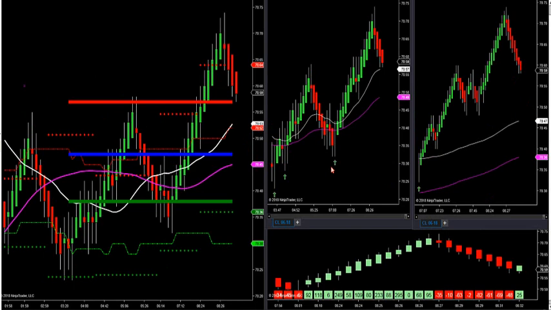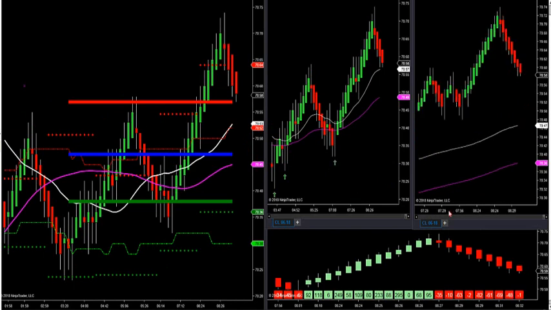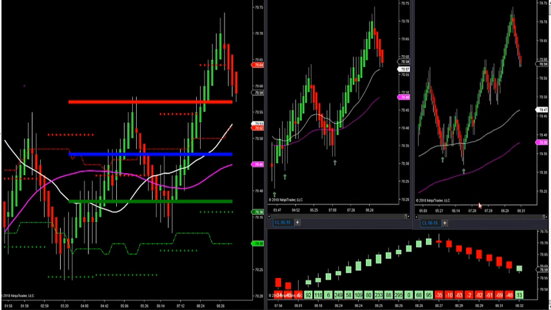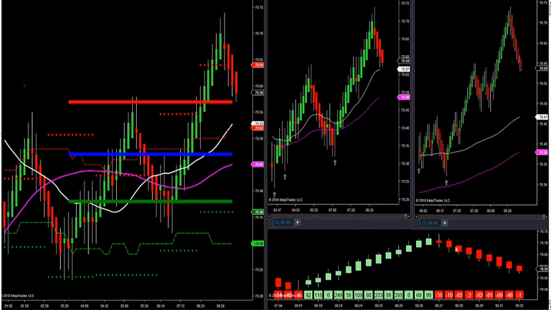I got a 3-sim, a 5-sim, and a 3-sim. Now, what do I have below that then? What do I have below that? What I have below it is market delta. Why? Market delta confirms the trade.